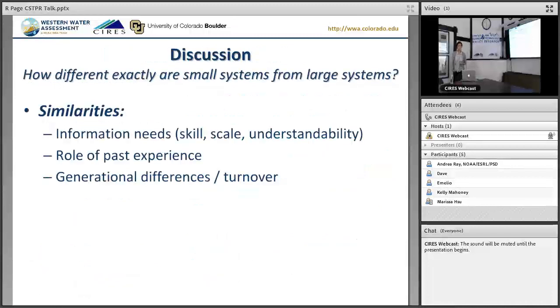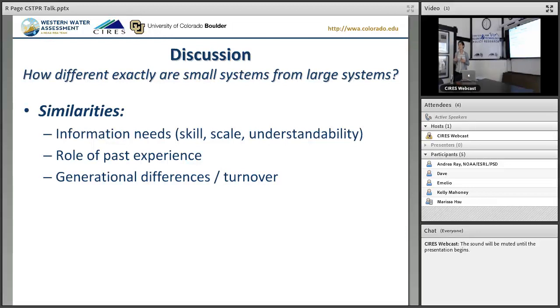So in terms of how we can make sense of all these findings, in terms of understanding how small systems are different from bigger systems, most of the literature on determinants of information use is looking at larger scale systems. There really haven't been any studies that have systematically looked at smaller scale water organizations. So some similarities that our findings had with the literature was that the basic needs around the information products, those intrinsic factors, like they want the right scale, they want understandability, were all pretty consistent.